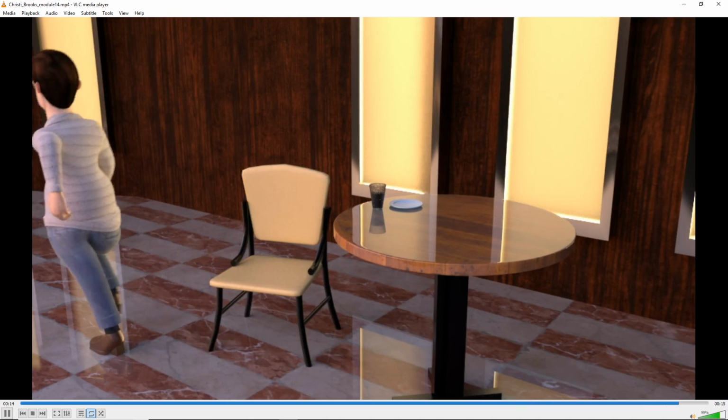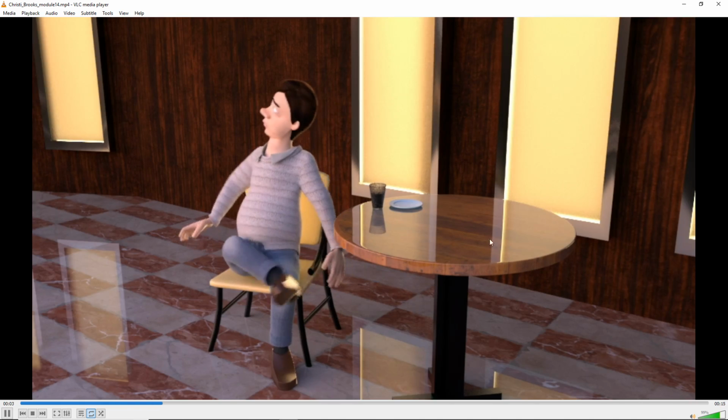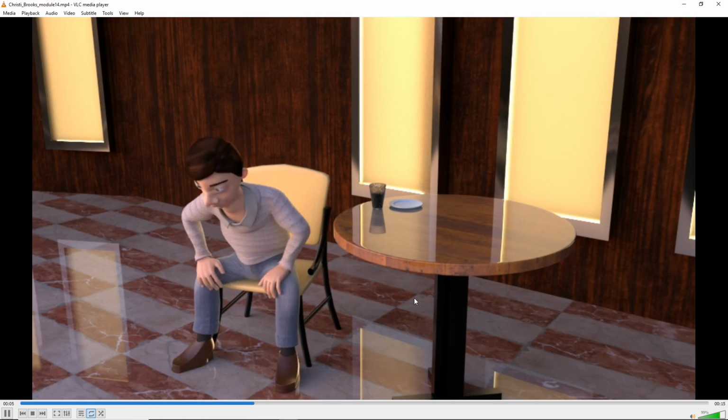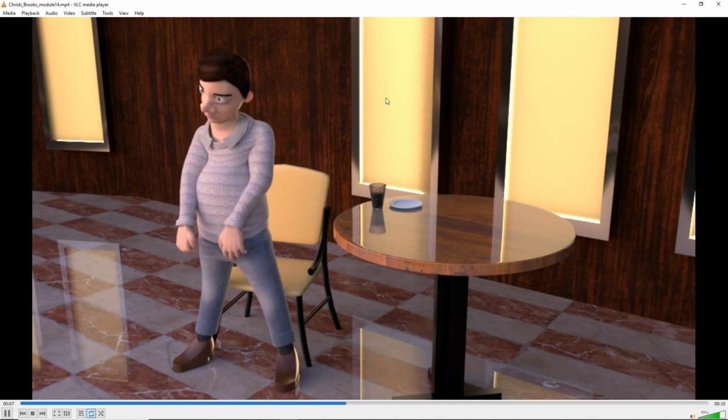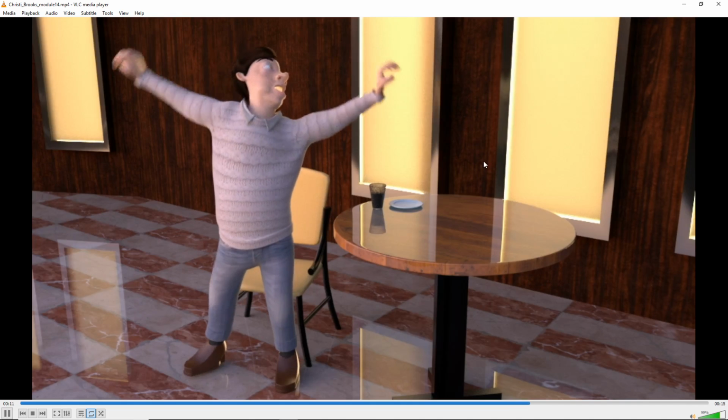Alright, I think it's mostly looking pretty good. I'm liking the reflections on the table and the floor. Kind of brings it to life a little bit. The lighting does really feel like it's coming through those window shades, and that's nice.